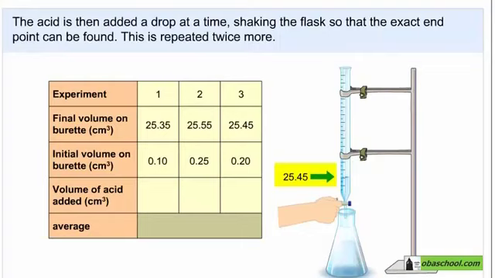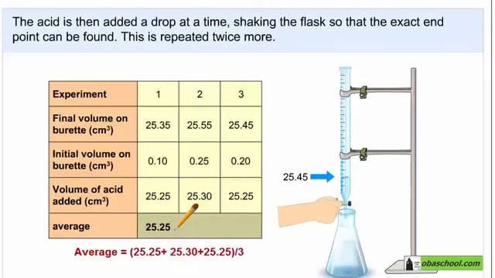How to calculate the volume now? We subtract the starting volume from the final volume. We subtracted the volumes, and here are the volumes added. For the average of volumes, we use this formula. We add the volumes added in the 3 experiments and divide by 3. So 25.25 plus 25.30 plus 25.25 divided by 3 equals 25.25. To be sure of the titration, the volumes added must not be 0.1 apart.